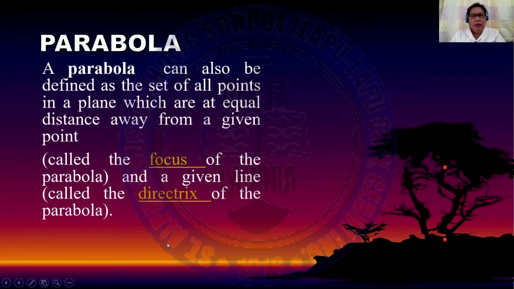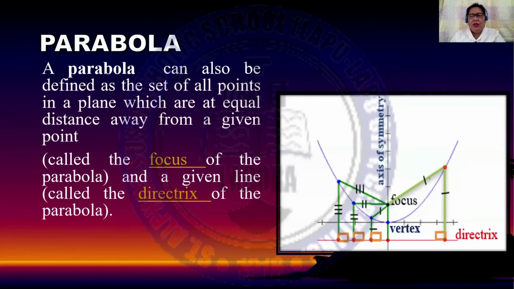A parabola can also be defined as the set of all points in a plane which are at equal distance away from a given point, called the focus of the parabola, and a given line called the directrix of the parabola. So in this illustration, this point above the vertex is what we call the focus, and this line here passing through this point is what we call the directrix.